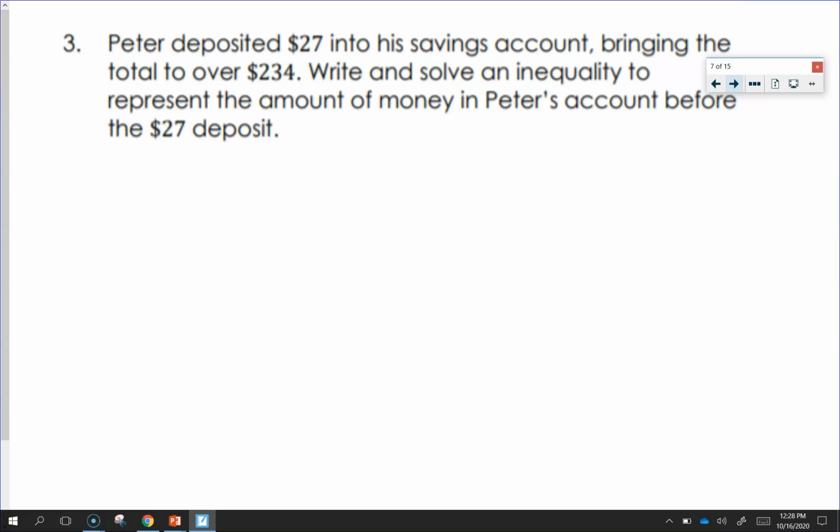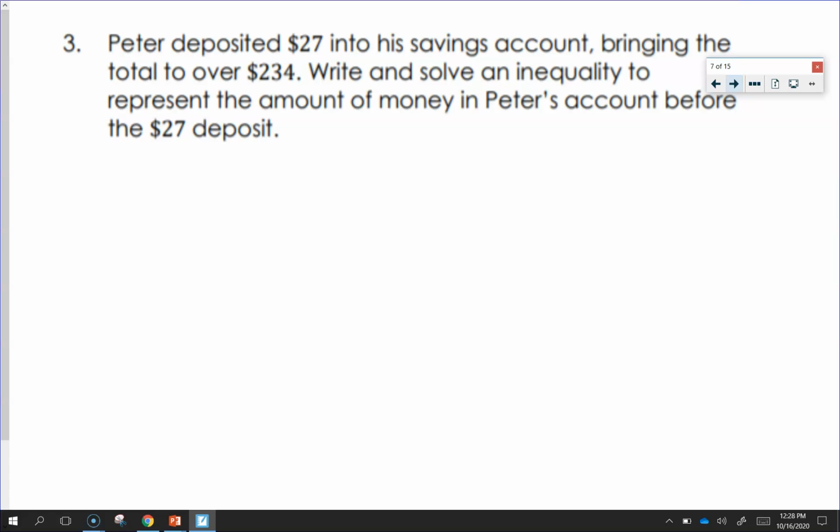Okay. Of course, we got to make things fun and interesting. So let's put a word problem in here. You know how to do this. We just did it, okay? We can pull out information. We can make an equation. Only difference is we got to determine if it's going to be a less than or greater than sign. So Peter deposited $27 into his savings account, bringing the total to over $234. Write and solve an inequality to represent the amount of money in Peter's account before the $27 deposit.